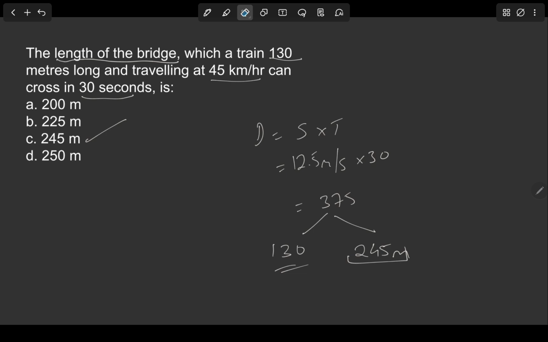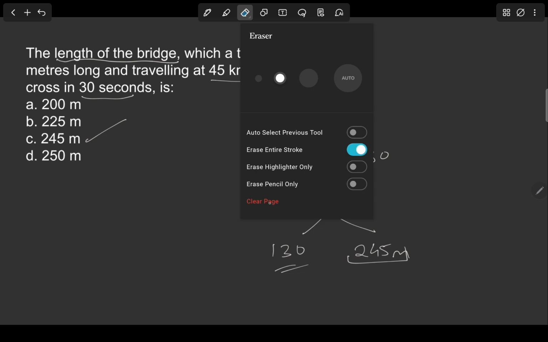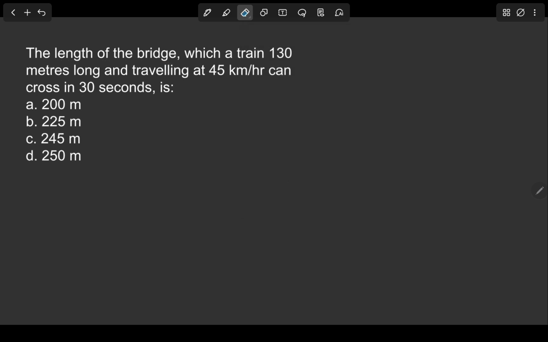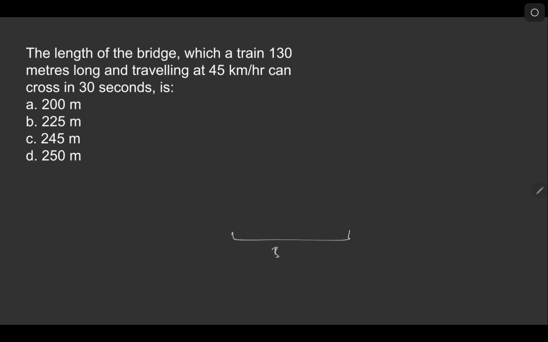Just for the benefit, let us try and revisit the concept. Now we are looking at trains and bridges. So we need to understand what is the crossover length. So if we have a bridge which has a certain length and the train has a certain length, what is the crossover length? So let's say this is the bridge which has its own length of the bridge.